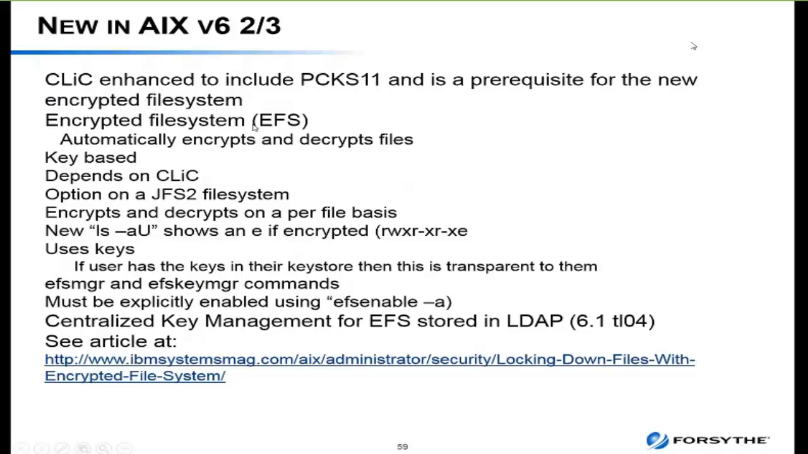All right, they enhanced those crypto libraries, and they brought out something which I found very useful called the encrypted file system. So this is a key-based JFS2 file system, and if you see this E on the end of an ls listing, that tells you it's encrypted. And what happens is when you go to access the file, it decrypts it in memory. It is never unencrypted on the disk. It is always encrypted. Everything in that file system gets encrypted.